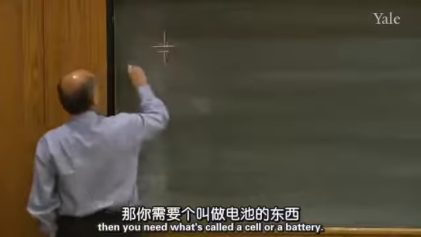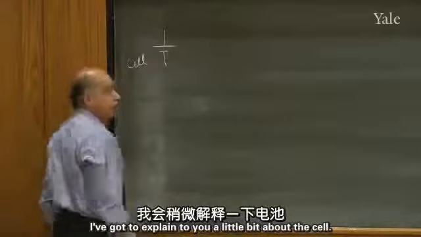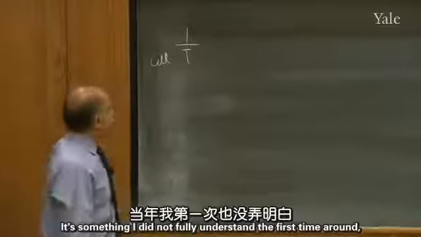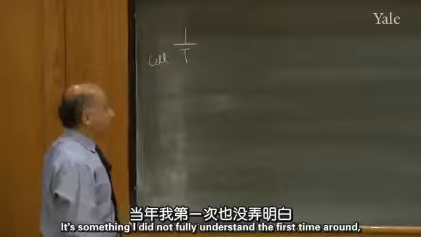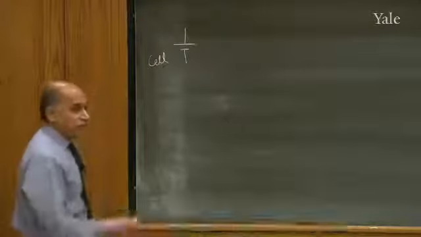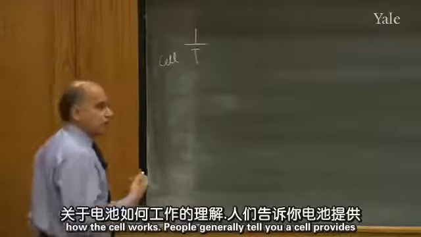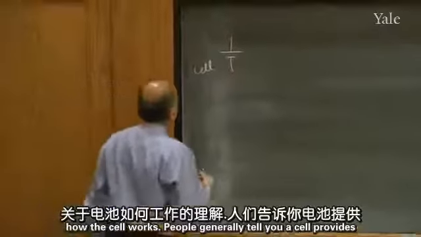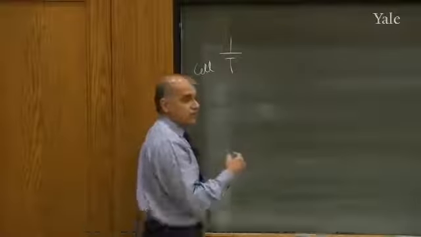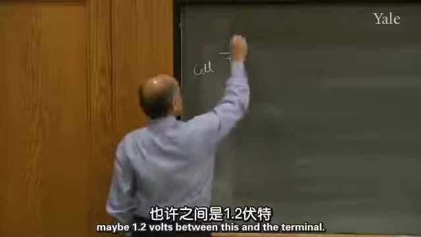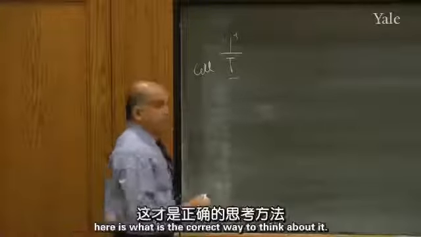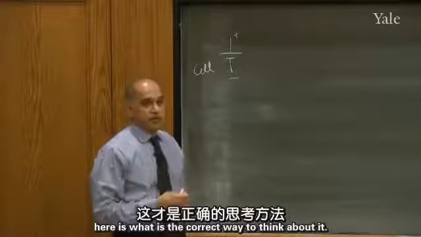If you want an experiment where the current can keep on running, then you need what's called a cell or a battery. I got to explain to you a little bit about the cell. It's something I did not fully understand the first time around. So I want to share with you whatever understanding I have of how the cell works. People generally tell you a cell provides a certain voltage difference between the endpoints, maybe 1.2 volts between this and that terminal. That's certainly true, but in the light of what we have learned, here is the correct way to think about it.